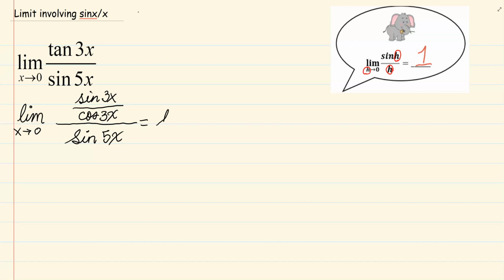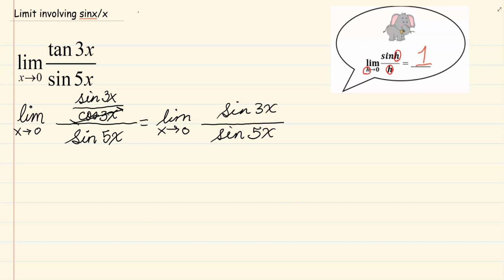That is going to equal the limit as x goes to 0 of, division means multiply by the reciprocal, right? Or we can say when x is approaching 0, cosine of 3x would be cosine of 0, which is 1. So really, we are looking at sine of 3x over sine of 5x.